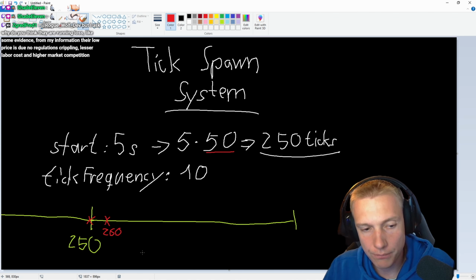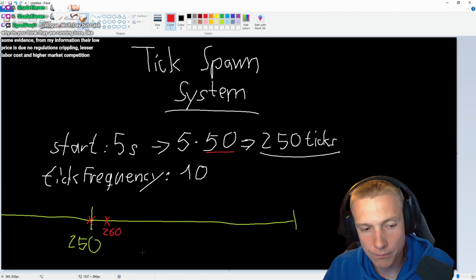So elapsed ticks minus start tick. Maybe this is bad. Maybe this is good. If we spawn, then we essentially... I see. We just add this here. Wait a minute. That's not the spawn system. Wait a minute. This is just calculating how many enemies are going to spawn. Let me test this here really quickly.